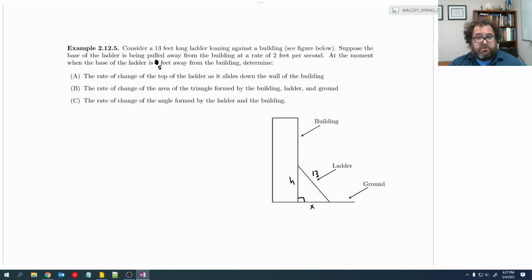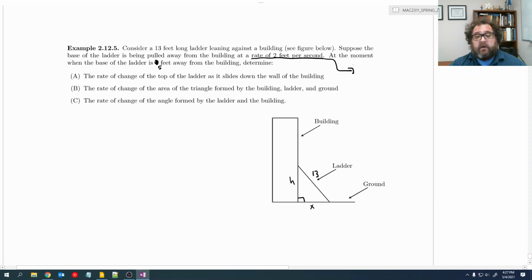So now that I have my triangle labeled, what can I get from the directions? The hypotenuse of my triangle, the length of the ladder, is 13. What other number am I given? I'm given 2. There's a rate of change of 2 feet per second. Now, what does that refer to? A rate of 2 feet per second says the base of the ladder is being pulled away from the wall. So the rate of change of x is 2 feet per second.